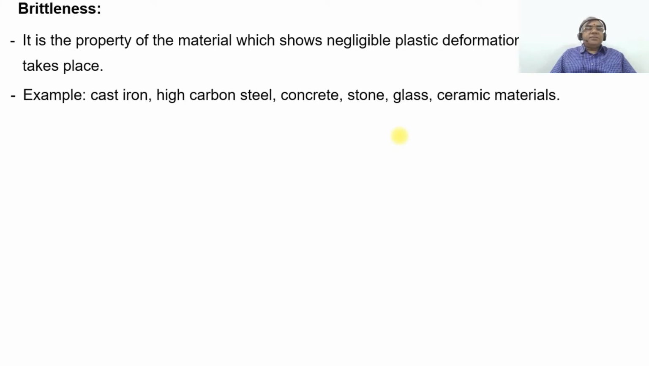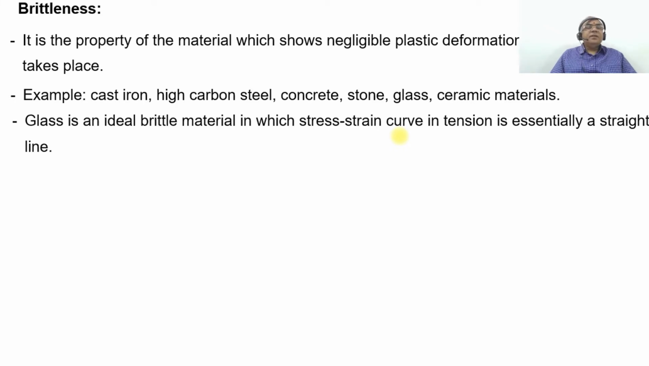The materials which exhibit this property, brittleness, are cast iron, high carbon steel, concrete, stone, glass, and ceramic materials. Glass is an ideal brittle material in which the stress strain curve in tension is essentially a straight line.